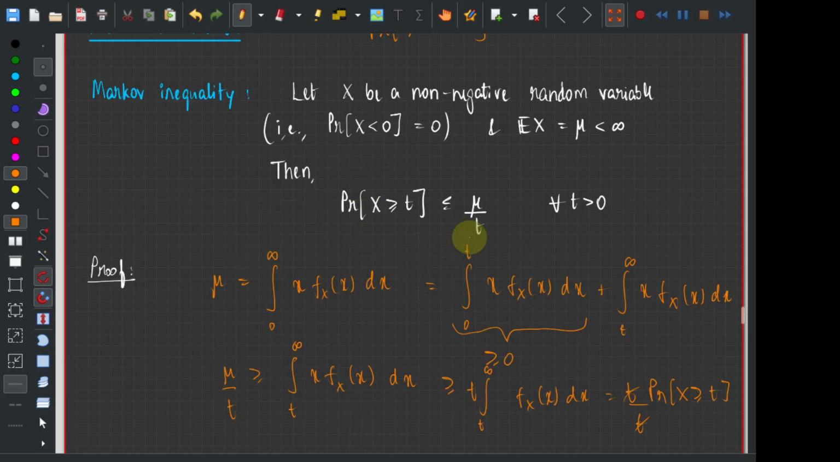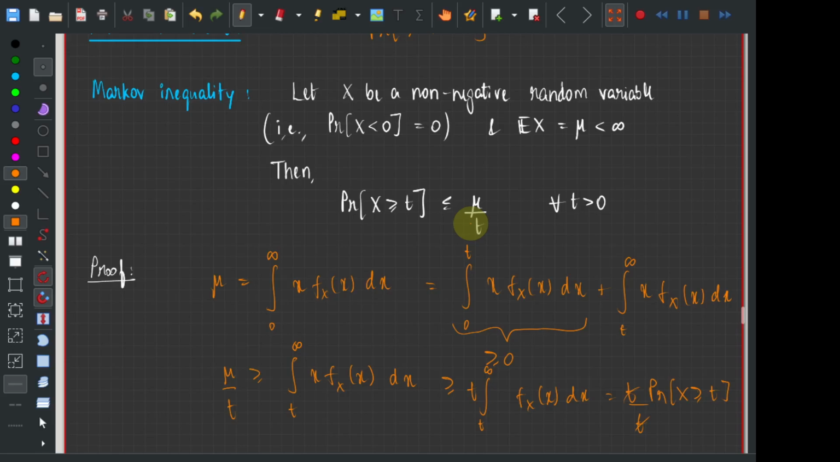Now I have a non-negative random variable, correct? What can I say about the mean? The mean is also going to be non-negative, right? Great. So let's assume that the mean is, say, 0.2, just as an example. For what values of t will this bound be meaningful or useful? For example, what is the probability that x is greater than or equal to 0.1? What bound do we get? Less than 2. Is that useful? It's not, because the probability should be less than or equal to 1.